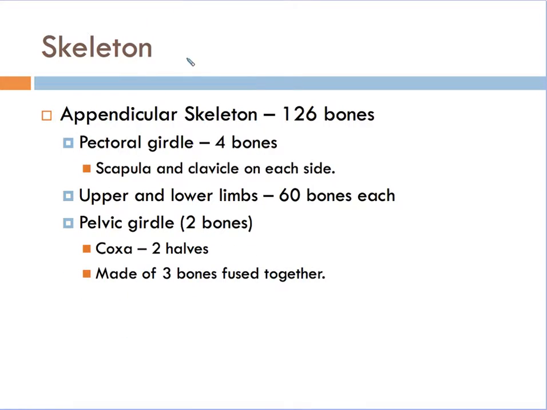Your appendicular has 126. You have a pectoral girdle. It's got 4 bones, 2 on either side. You have upper and lower limbs, 60 bones each. And then you have a pelvic girdle, which is composed of your sacrum and your coccyx.